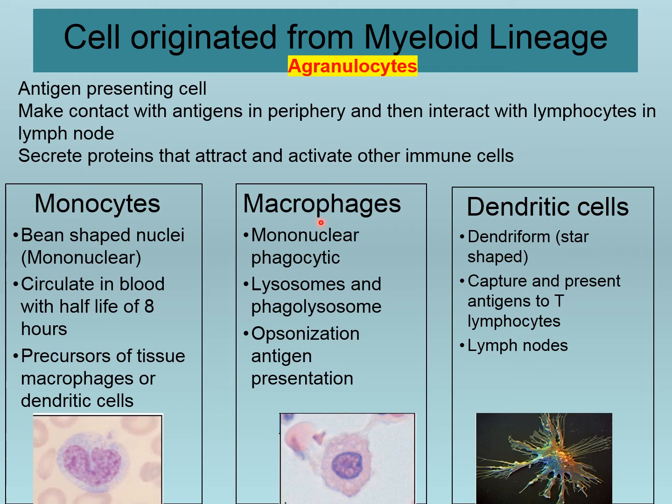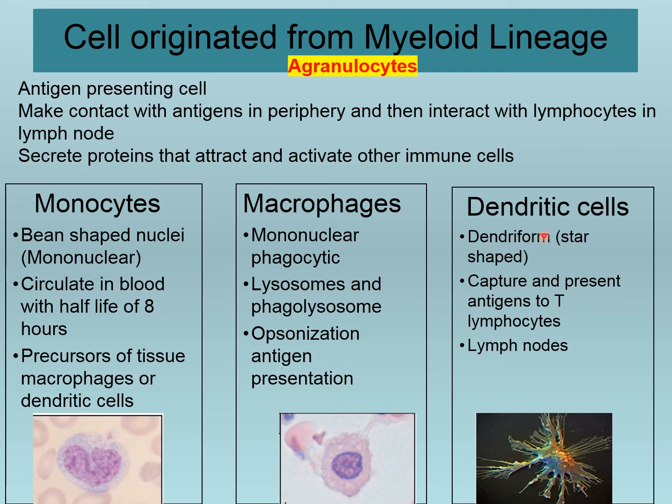The macrophages can be present in a free form or reside in a specific tissue. When they are residing in a specific tissue, they are called fixed macrophages, and the name changes depending upon the type of tissue they reside in. For example, when they are present in lungs, they are called alveolar macrophages, or when they are present in the liver, they are called Kupffer cells.